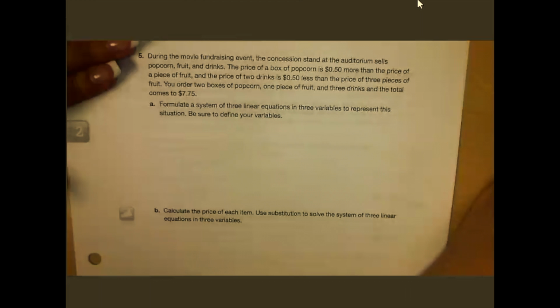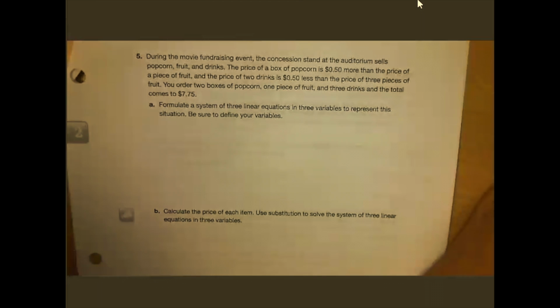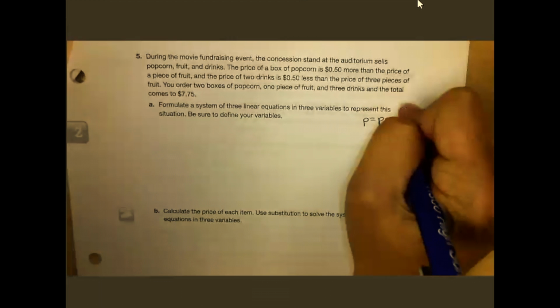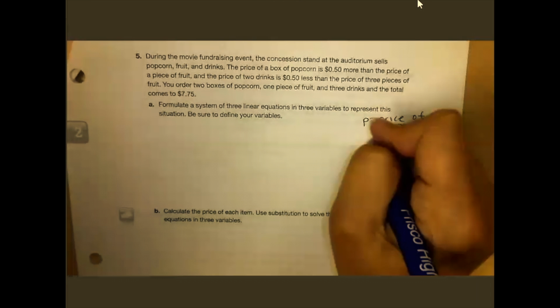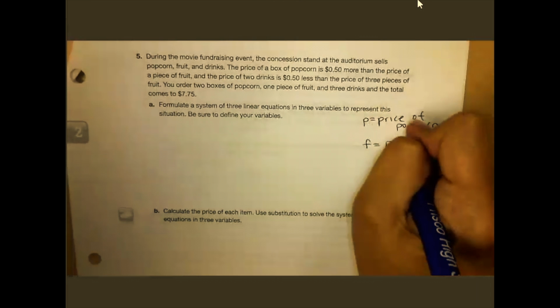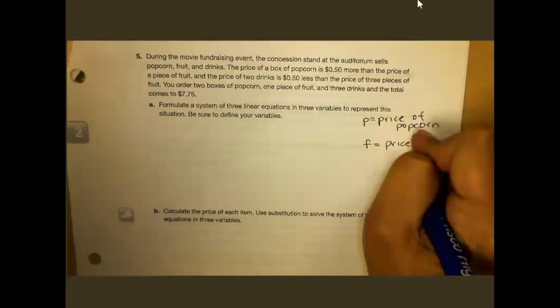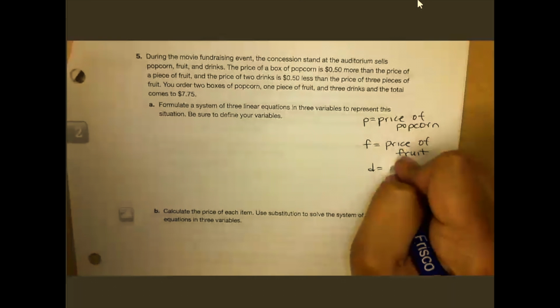Formulate a system of 3 linear equations and 3 variables to represent the situation, and be sure to define your variables. So again, we want to make sure that we define our variables. The 3 things we're looking for in this problem situation are the price of the popcorn, the price of the fruit, and the price of the drink. So P will be my price of popcorn. I'll go ahead and make F the price of the fruit, and D the price of the drinks.